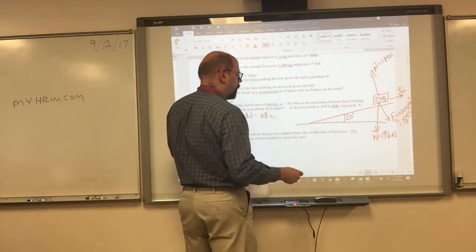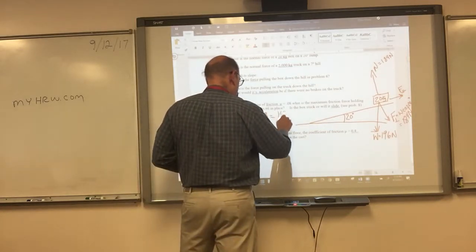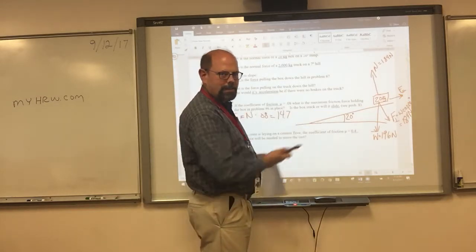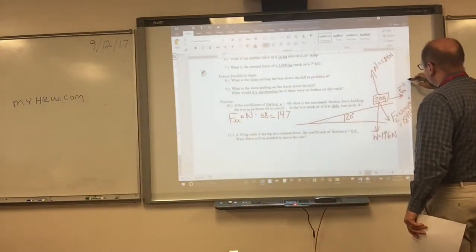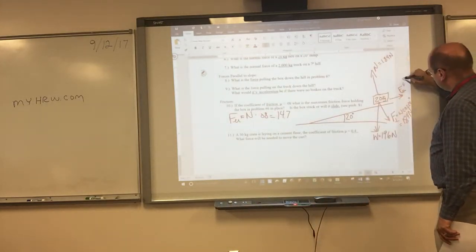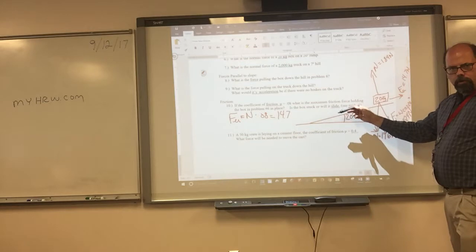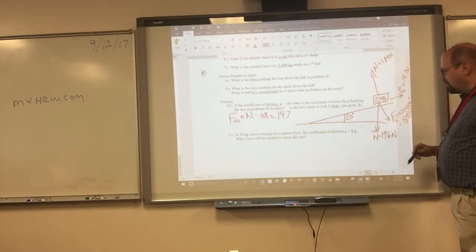When I take 184 times 0.08, I get 14.7 newtons. That's how much friction is going to go against this box sliding down. So we're going to put a little equal sign here, and that's going to be 14.7 newtons. Until this has got enough force, 14.7 newtons at least, down in this direction, it will not slide.